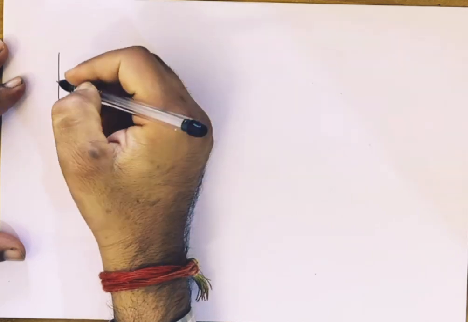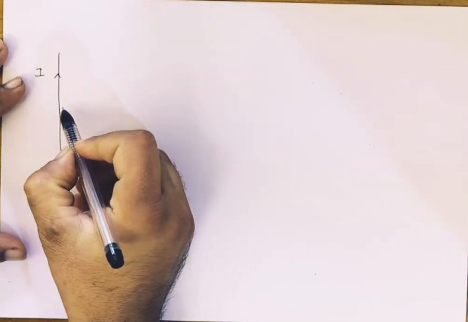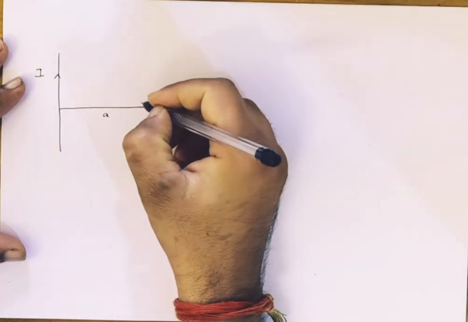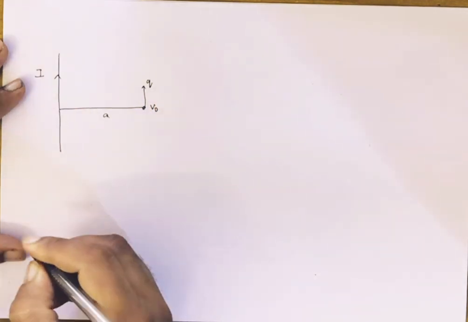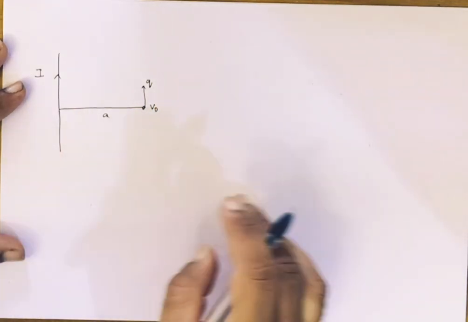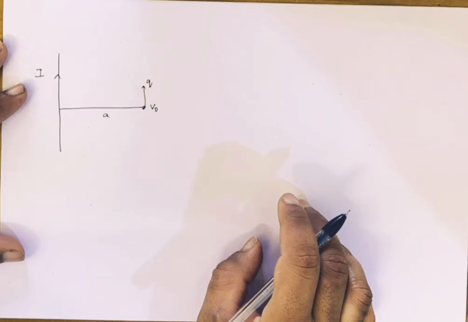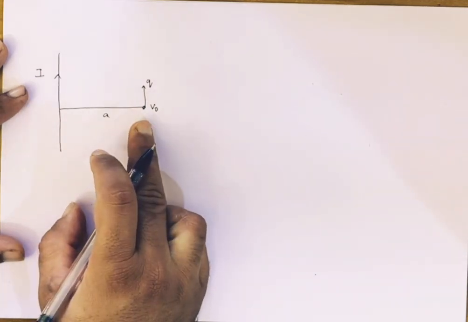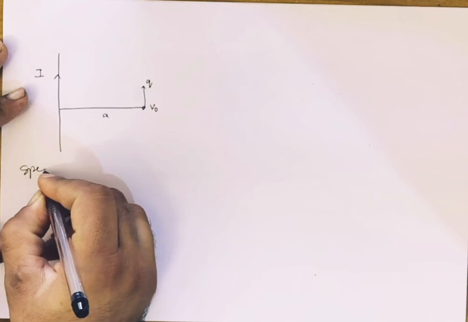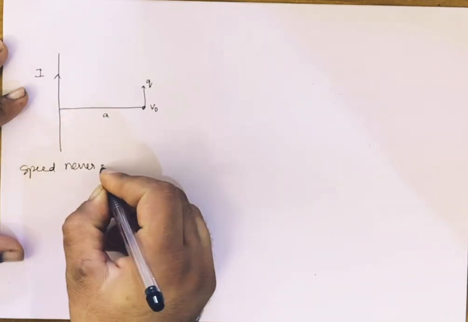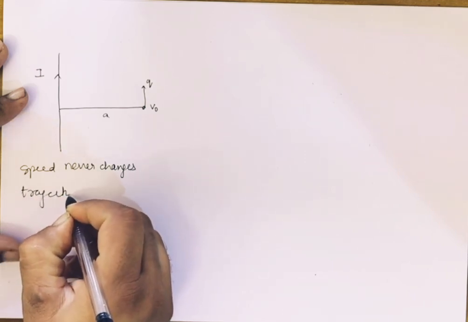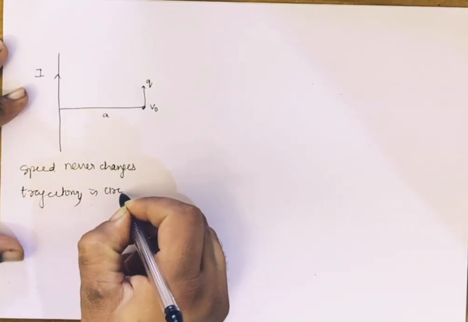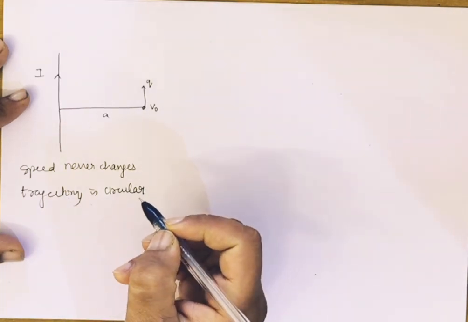The question says that the current is I in the wire and at a distance a, the charge is moving in this direction having speed v0. A few things we should always remember while doing a charge motion in a magnetic field question: speed never changes, and the trajectory is circular. These two things we should never forget.